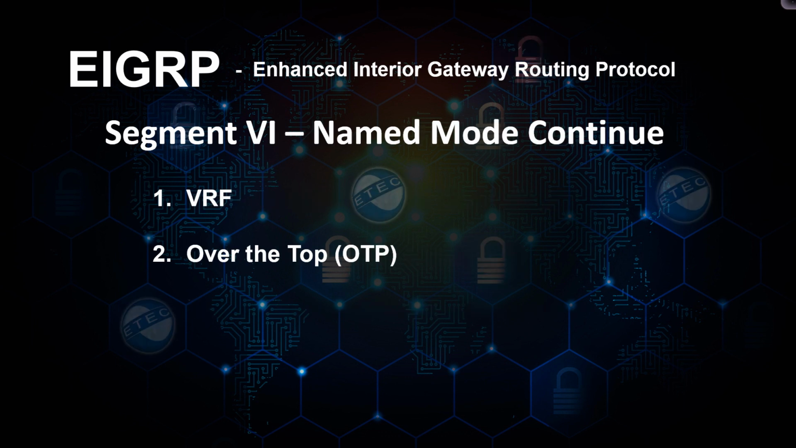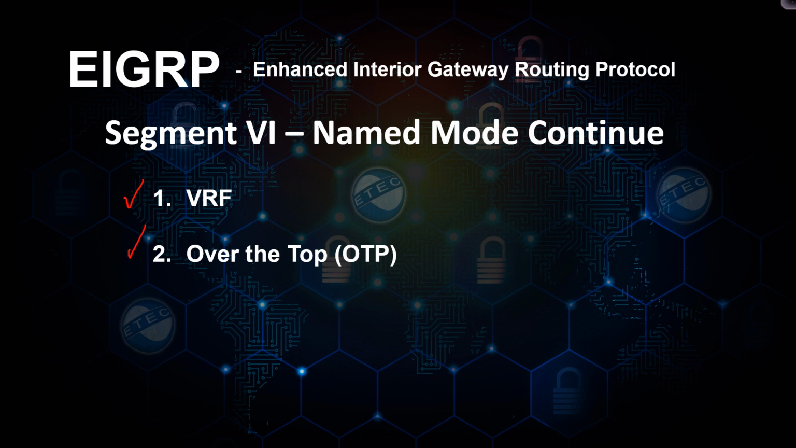In the last segment, segment 6, a continuation of named mode, we will cover virtual routing and forwarding, followed by over-the-top EIGRP. Virtual routing and forwarding is the technology that supports multiple routing instances inside a single router or a layer 3 switch. What this means is a single router can have multiple separate routing tables, and each one is completely independent of each other. We'll demonstrate how to do that with EIGRP named mode.